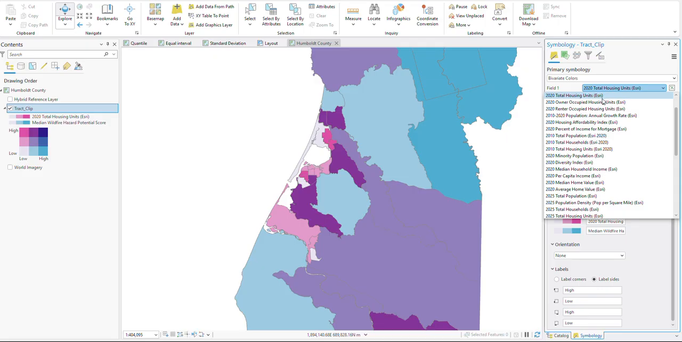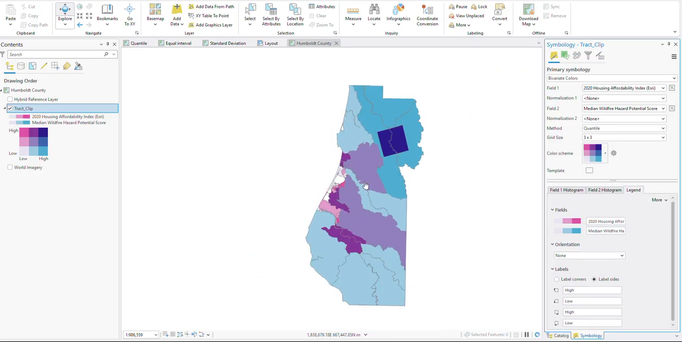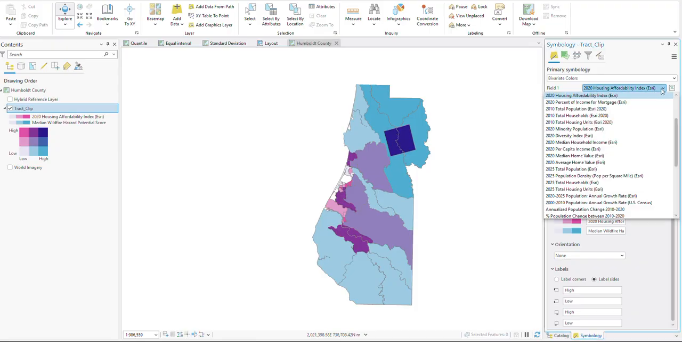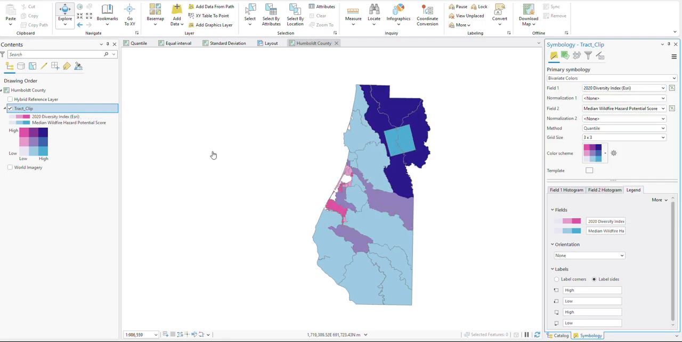You might want to look at housing affordability index and see how that changes, right? Now we see something that's interesting. Hoopa: high wildfire risk, high housing affordability index. So mess around with these variables.